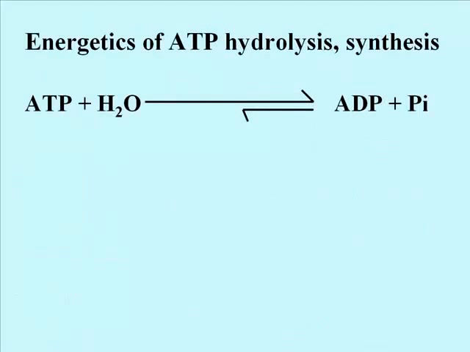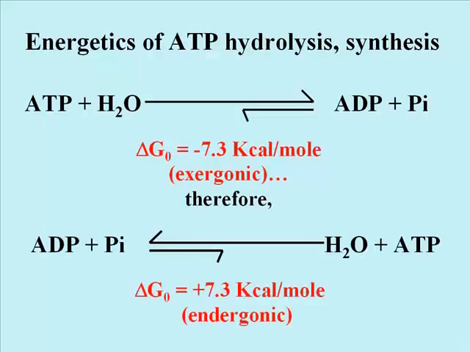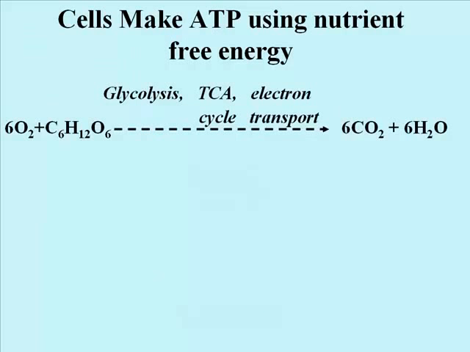Now let's recall just how much free energy is available from ATP. ATP hydrolysis is very exergonic. The standard free energy change, delta G0, is equal to minus 7.3 kilocalories per mole of ATP hydrolyzed. The dehydration synthesis of ATP is therefore highly endergonic, to the tune of plus 7.3 kilocalories per mole. The free energy needed to do this reaction comes from the fermentation or respiration of nutrient molecules like glucose.